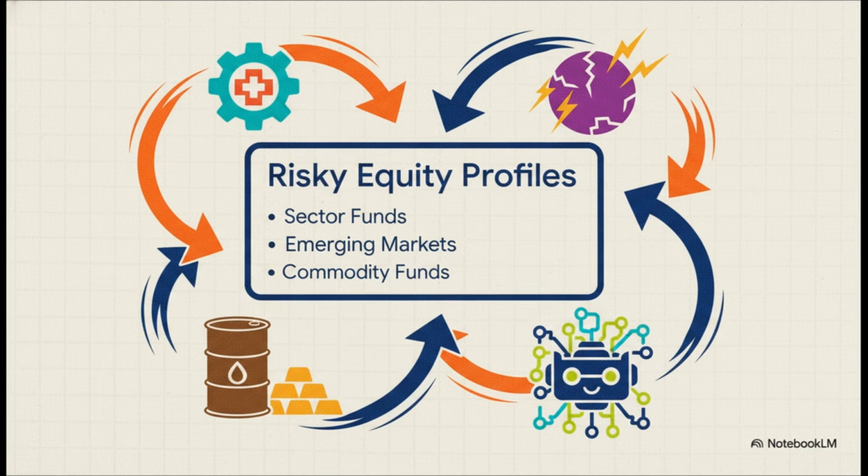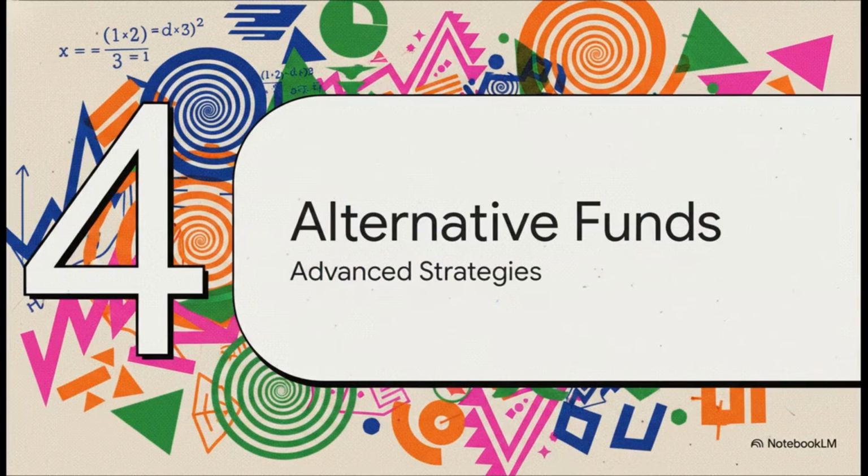Emerging market funds introduce severe political and economic instability. Commodity funds rise and fall on global supply-demand shocks for things like oil or gold. And then there are thematic funds. These invest in highly speculative future trends like AI or blockchain. And let's be real, if the trend stalls out, the fund just plummets. Now for Chapter 4, Complex Alternative Funds and Advanced Strategies.